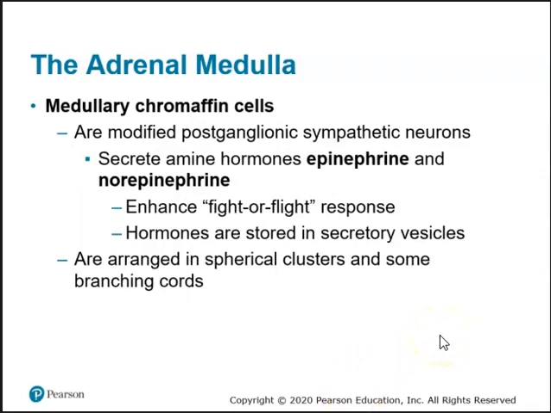Then we have different cells within the adrenal medulla. We have our medullary chromaffin cells, which are modified post-ganglionic sympathetic neurons. They secrete the amine hormones epinephrine and norepinephrine. These are also known as your adrenaline hormones. So epinephrine and norepinephrine enhance the fight or flight sympathetic response, and these hormones are stored in secretory vesicles. They're arranged in spherical clusters and some branching cords.